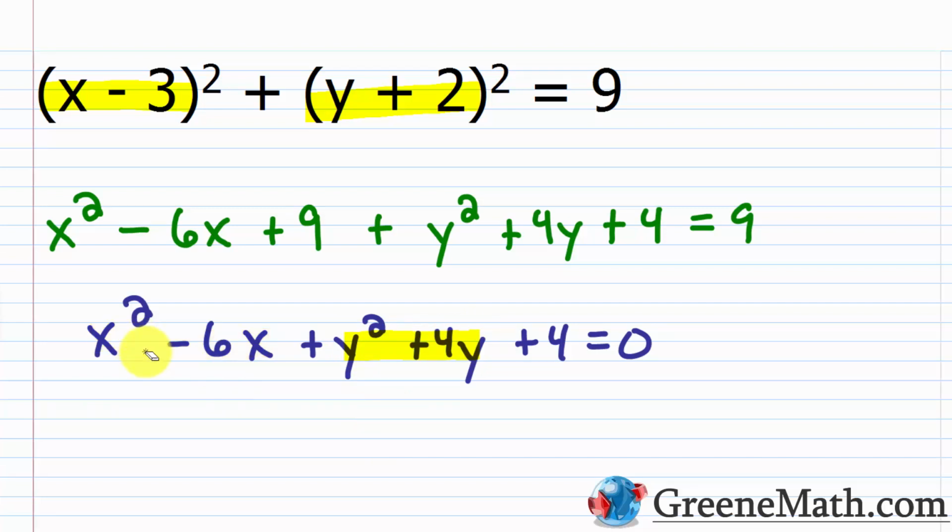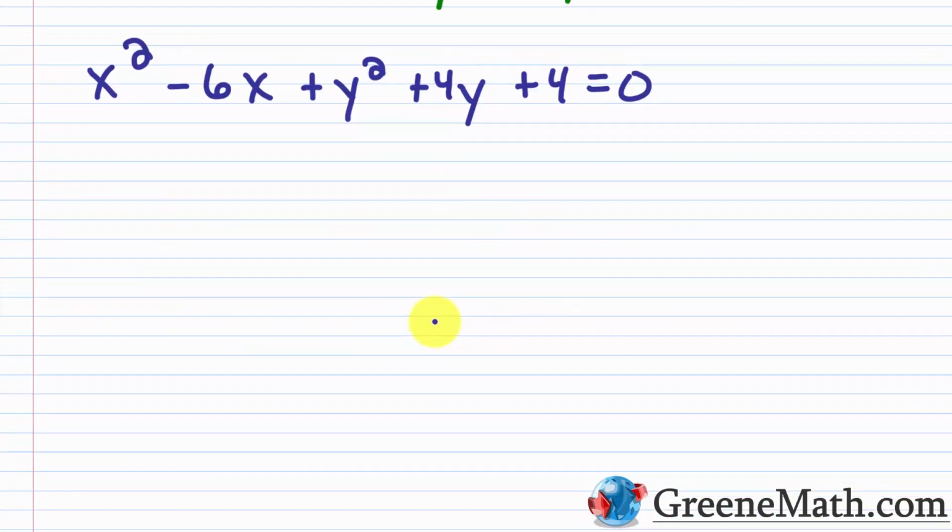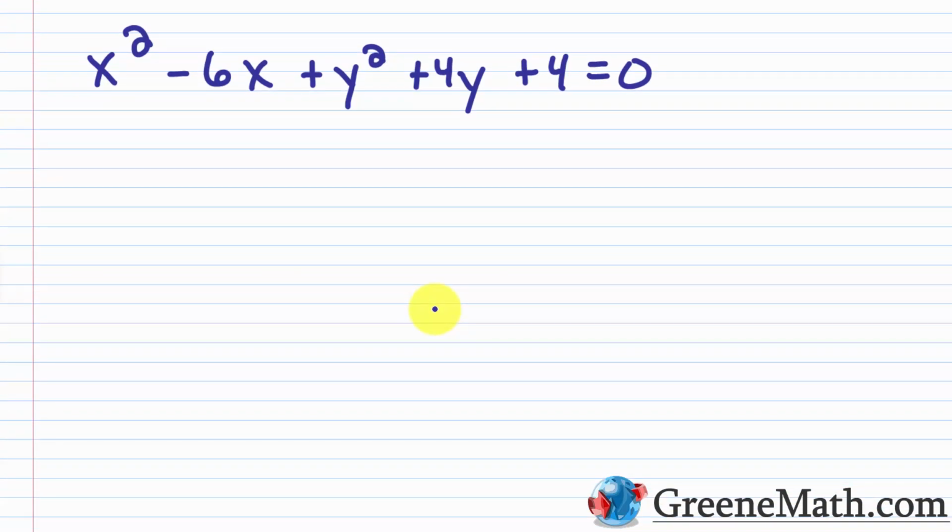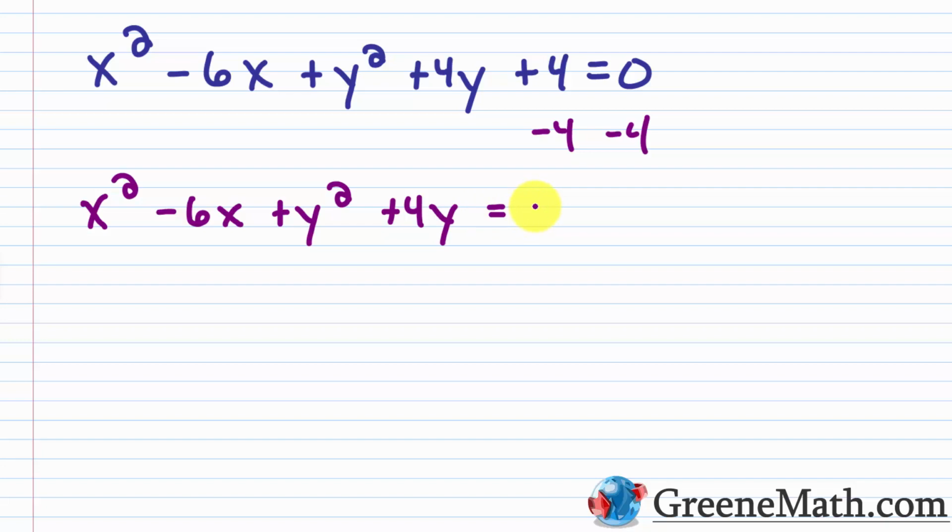But there's some things we need to do to make sure that's legal. So let me scroll down. We'll come back up to this when we're done. So the very first thing, in case you forgot how to complete the square, is to move the constant to the right side. So I'm just going to subtract 4 away from each side of the equation. And that's going to give me x squared minus 6x plus y squared plus 4y is equal to negative 4.